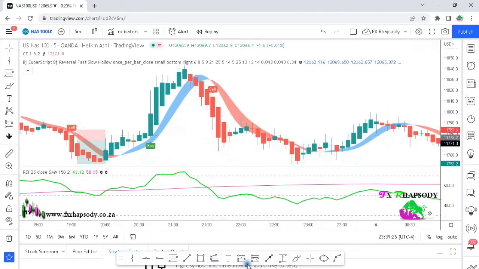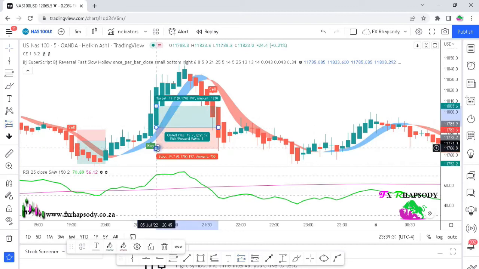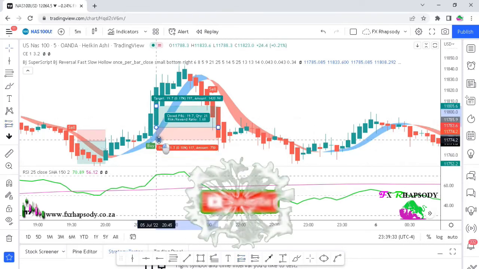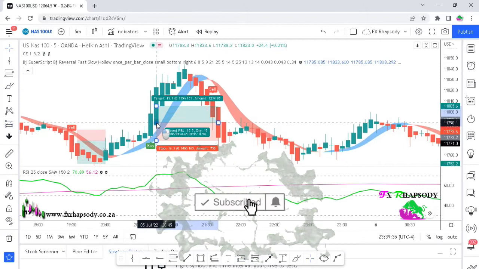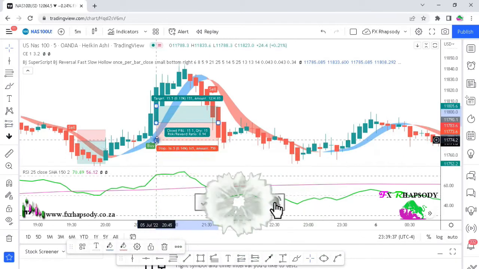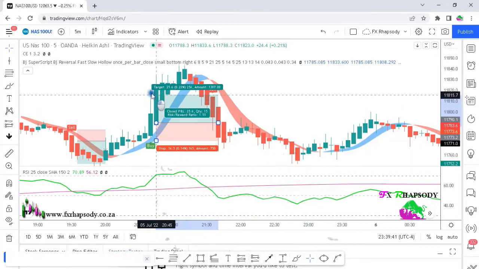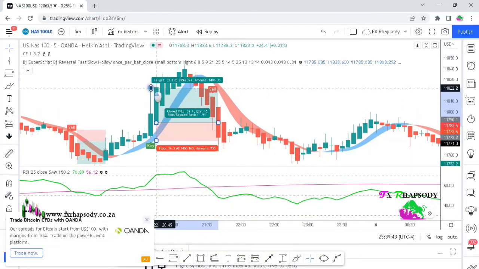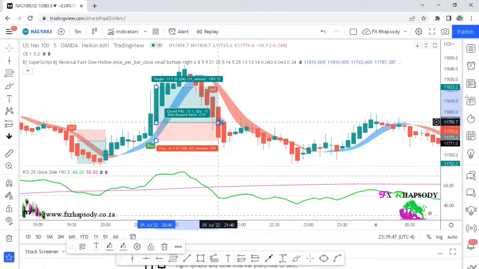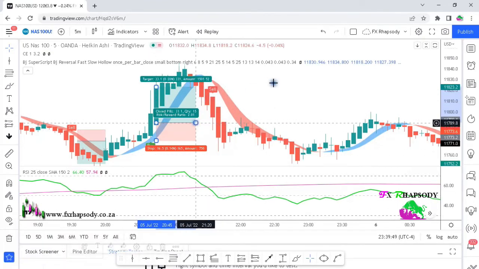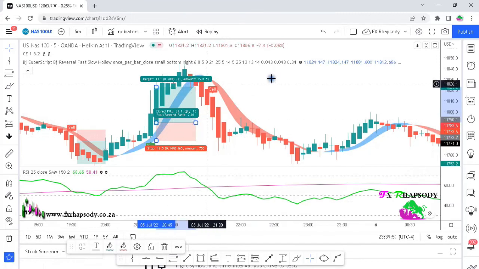What do I do? I enter my buy over there. My risk is just below the band, and this reward again is 1 to 2. I prefer it like that, then I know I'm risk free. Like I said, you guys can ride it out all the way.